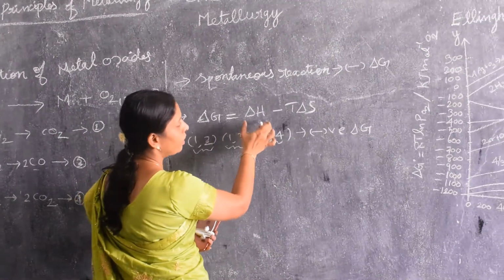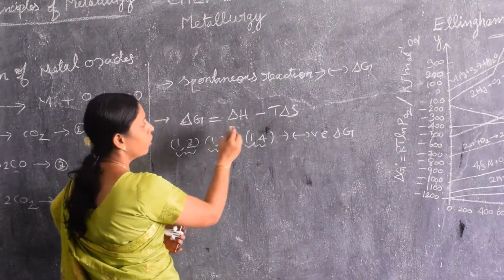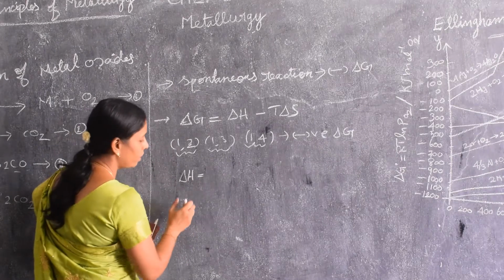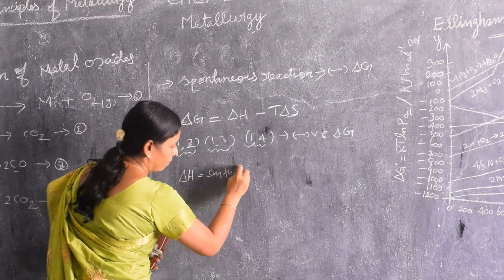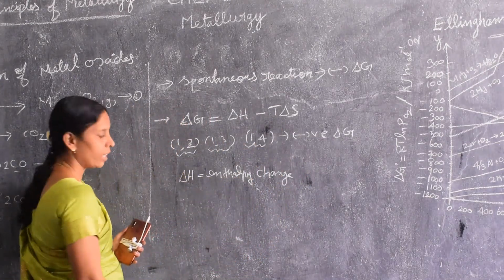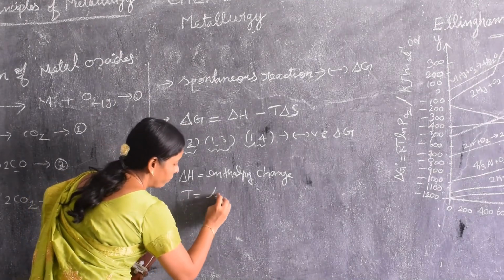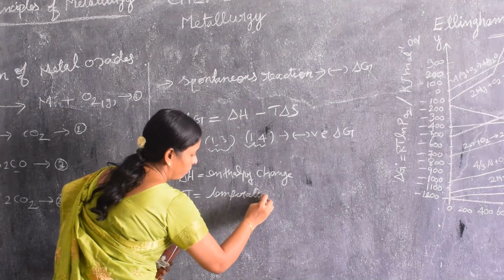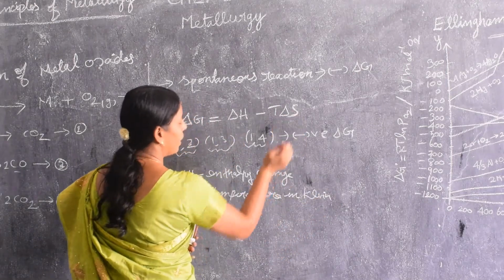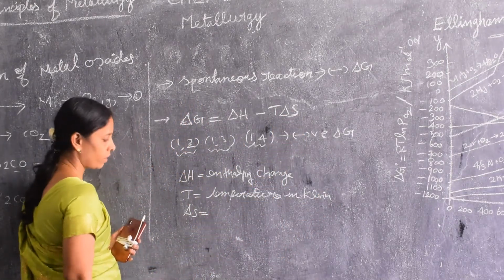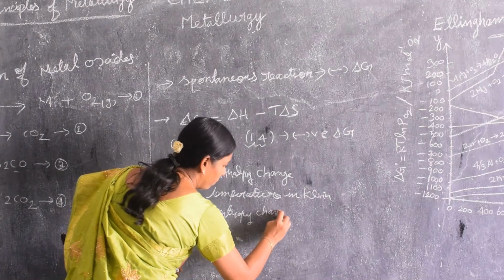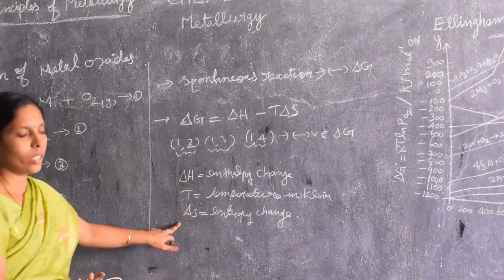So delta G equal to delta H minus T delta S is a straight line equation. Here delta H is the enthalpy change, T is the temperature in Kelvin, and delta S is the entropy change.